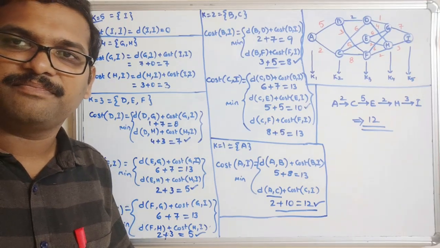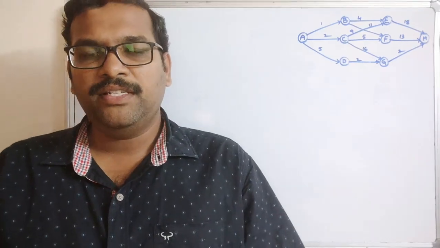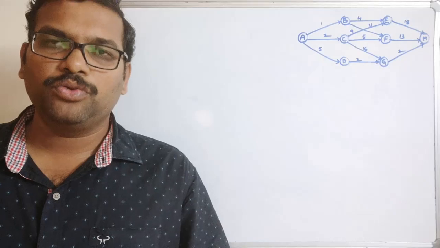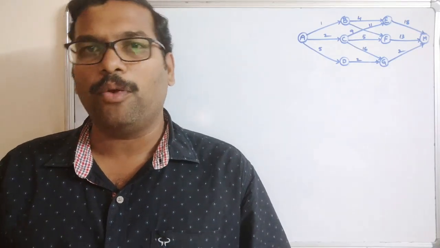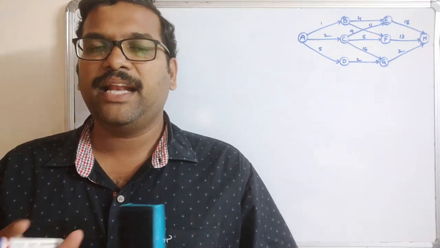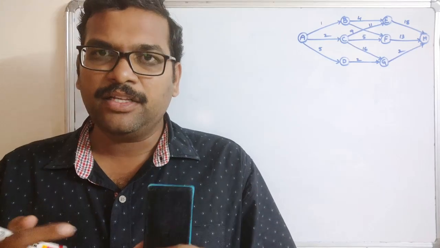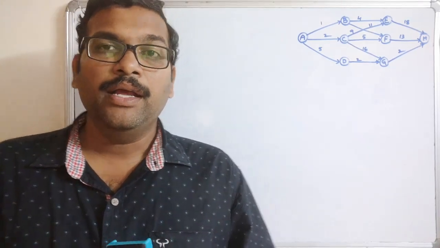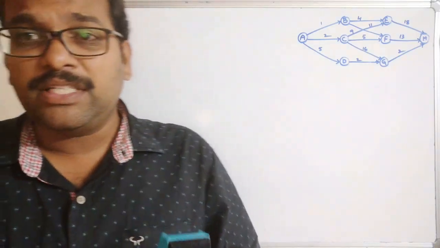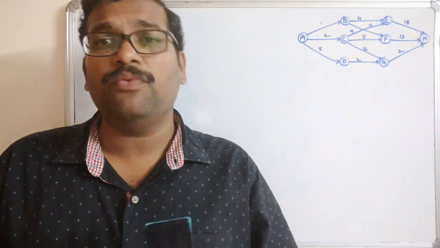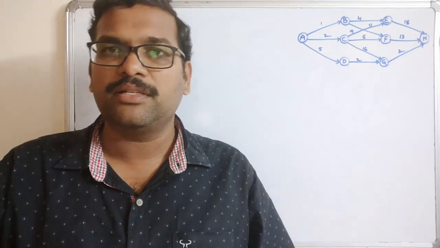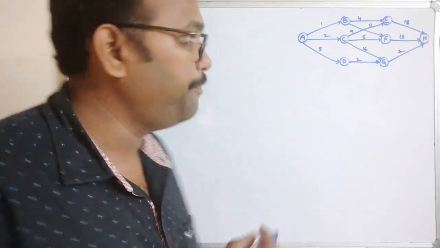Thank you very much. Hello friends, welcome back to our channel. Today we will see one more approach to solve the multi-stage graph problem. The multi-stage graph problem means finding the shortest path from source to destination. In our previous session we have seen one approach, that is the forward approach. Now we will see the backward approach in order to solve this multi-stage graph problem.